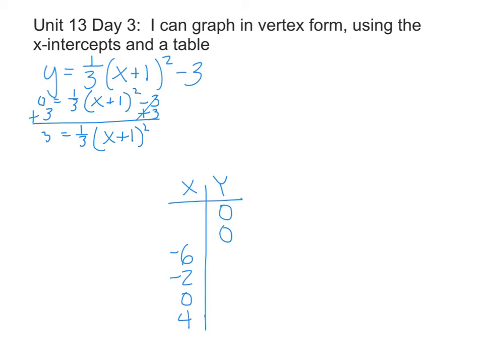Okay, so next up we need to divide by a third, which is the same as multiplying by the reciprocal. So that's the same as multiplying by 3/1. Let's do that over here, times 3/1. We've got 9 equals x plus 1 squared. All right, square root both sides. So plus and minus 3 equals x plus 1.